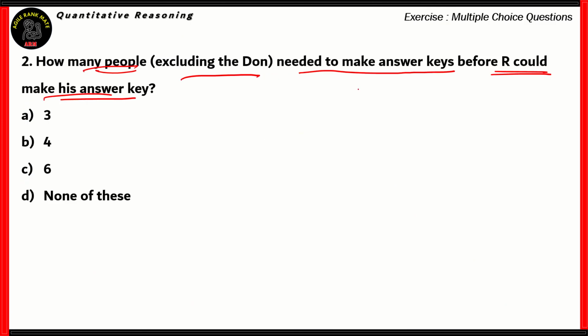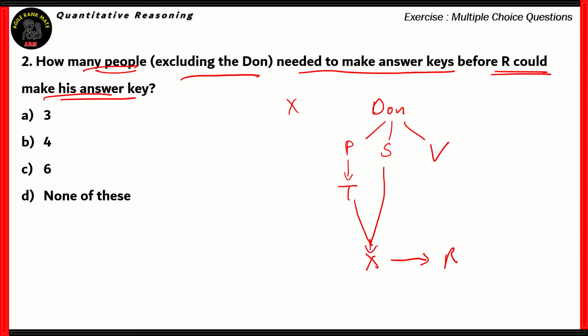Now, if you were to draw a tree representing the number of answer keys that need to be present, the DON will come first. However, he's not included. The DON gave birth to P, S, and V, their answer keys. Now, P gave birth to T, answer key, and S and T both gave birth to X's answer key, and X gave birth to R's answer key. So as you can see, we would need the creation of P, S, T, and X's answer sheets before you can create R's answer sheet. So therefore, we would need 4 answer keys, excluding the dons, in order to make R. So therefore, option B4 turns out to be the right option.